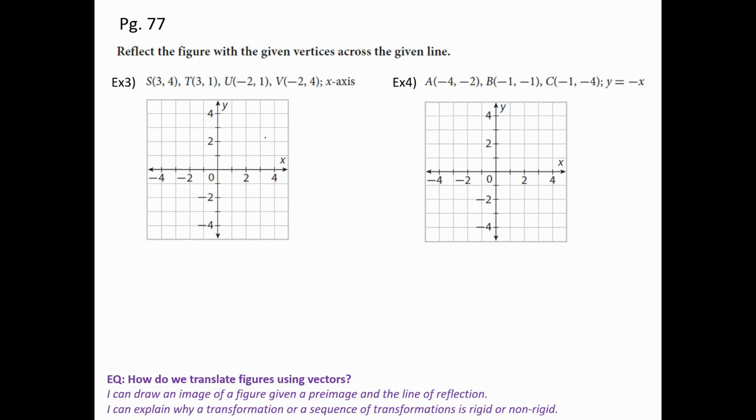So S is at 3, 4. T is at 3, 1. U is at negative 2, 1. And V is at negative 2, 4. And I'm going to connect all those. It looks like I have a nice little rectangle here. I'm going to try that one again in a second.